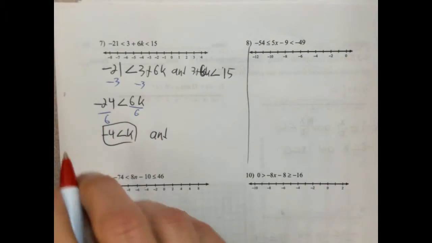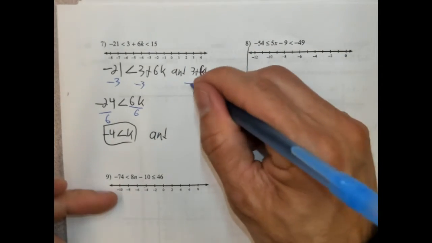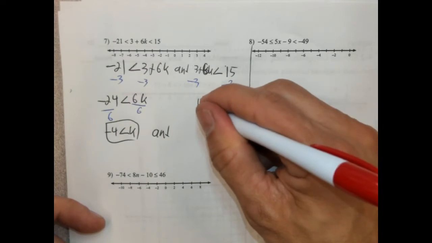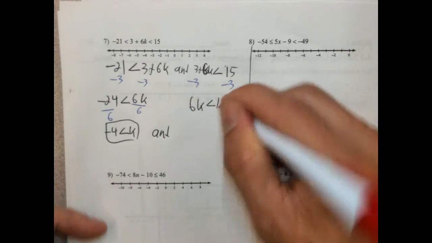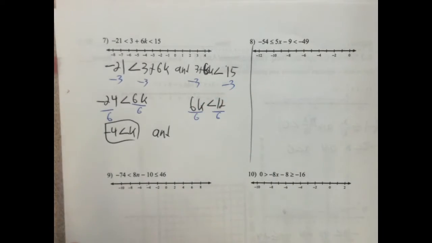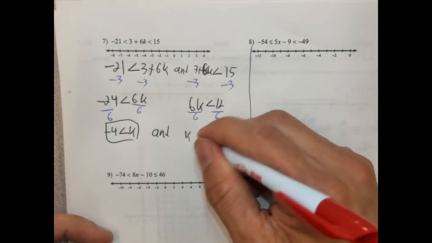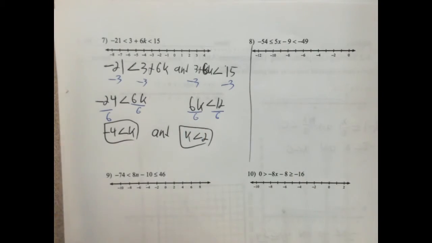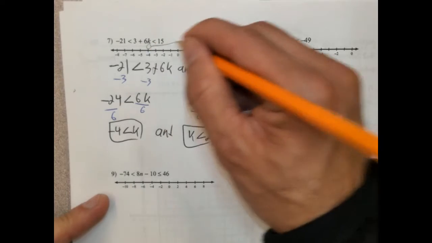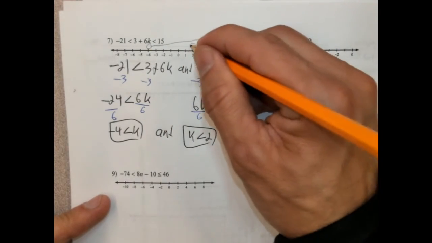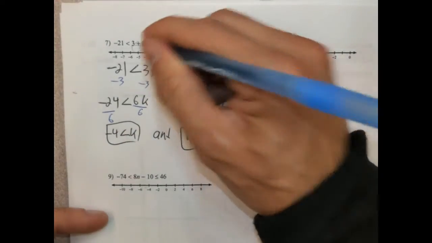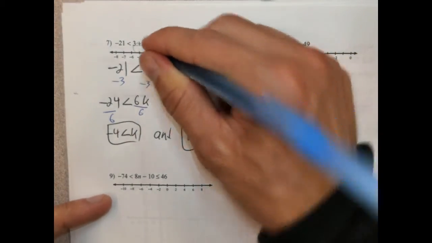And so we're going to subtract 3 from both sides. 6k is less than 12. Divide by our coefficient, which is 6. And k is less than 2. Okay. So non-inclusive at -4 going to the right. Non-inclusive at 2 going to the left. And there we go. So it's here, and we're connecting them.